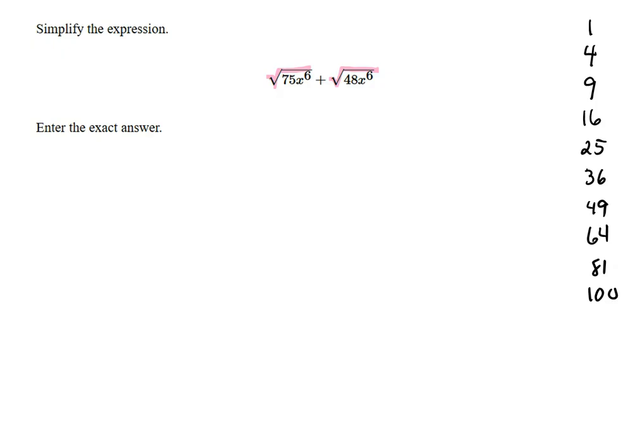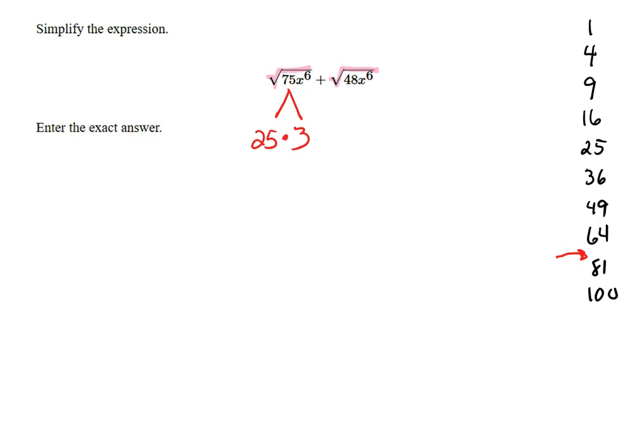So when I'm looking at the square root of 75, 75 is somewhere between 64 and 81. So 75 is not a perfect square. However, hidden within 75, there is a perfect square factor. 75 is actually a 25 times a 3.